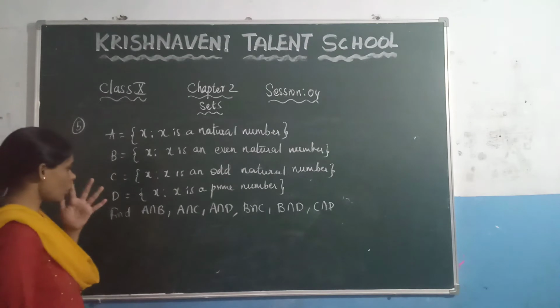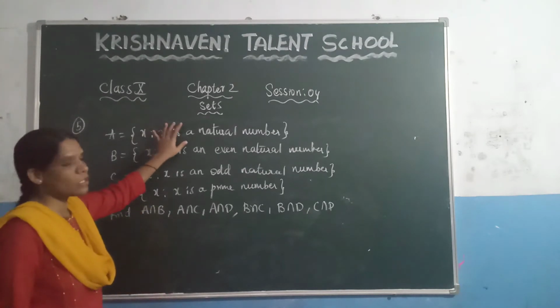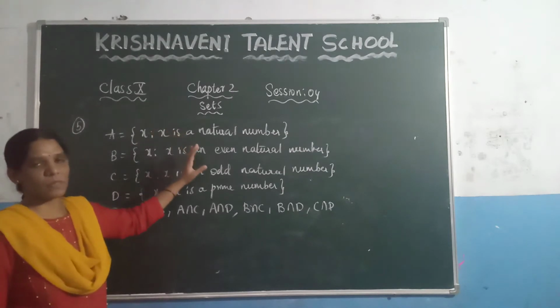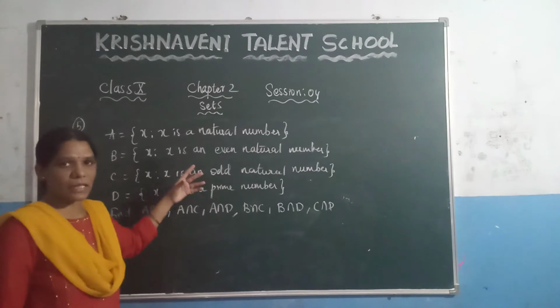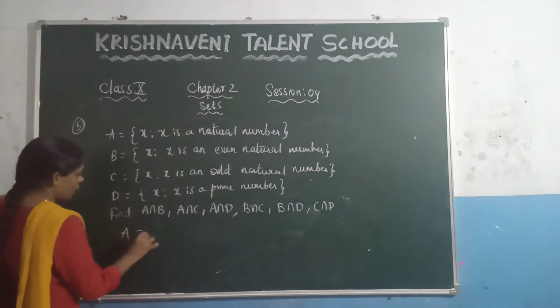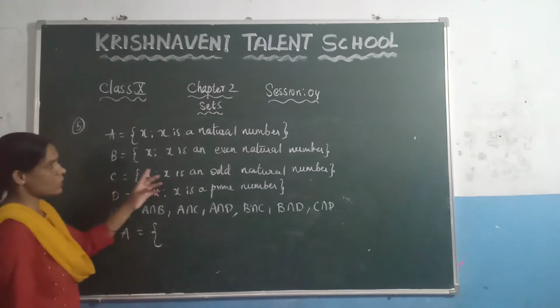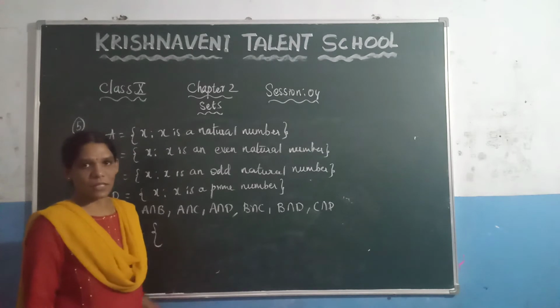Now here, if you want to write the elements in these sets, you need to write them in roster form. They have given them in set builder form. You need to write them in roster form, meaning you have to write the elements that are present in the set A. So what they have given is A equal to {x such that x is a natural number}. That means you need to write the elements that are present in the natural numbers.